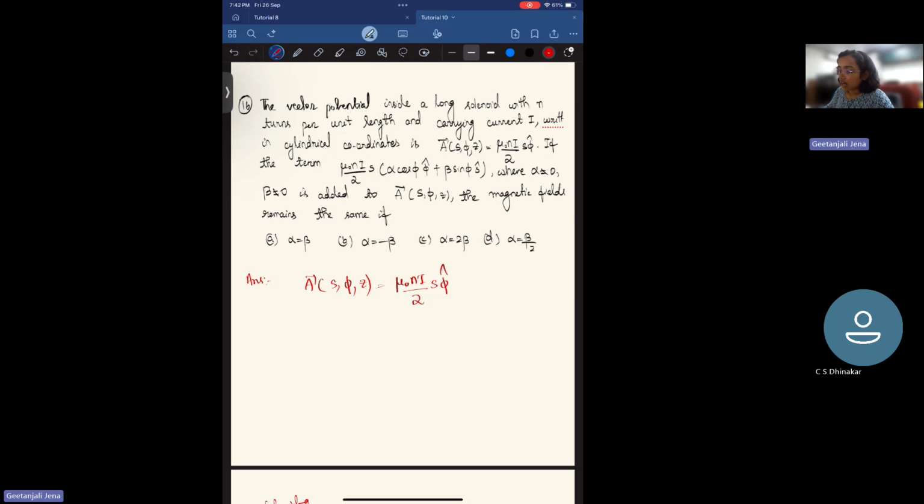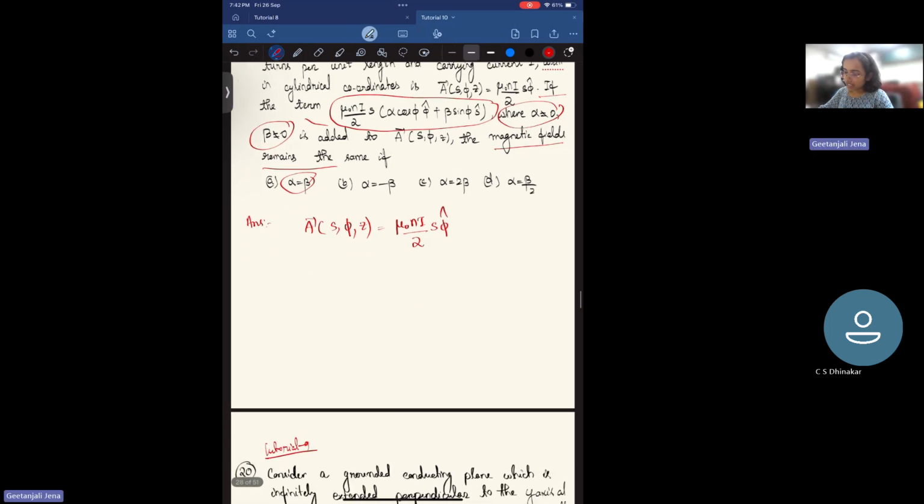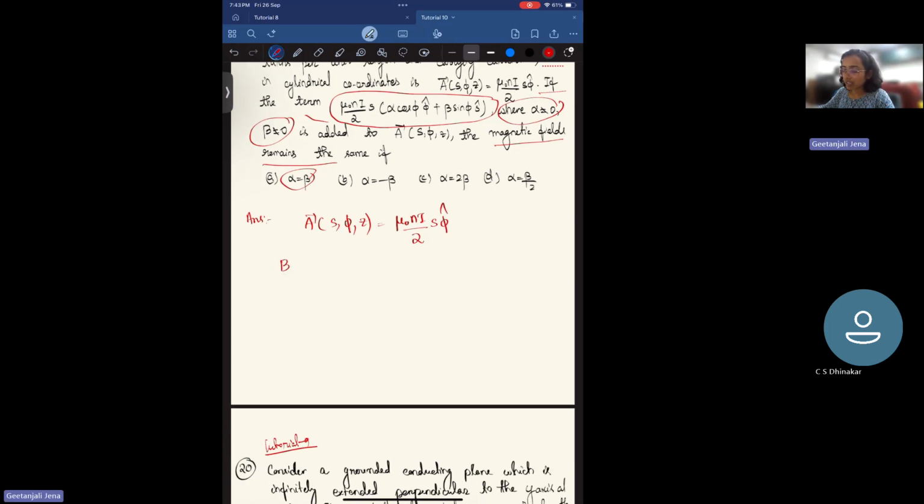A is given. Now we are adding a term. If the term, where alpha is not 0, beta is not 0, is added to the previous potential, the magnetic field remains same. Then how is alpha related to beta? If the magnetic field is not changing even after adding this term, then what is the relation between alpha and beta? So for this, let us first calculate B. We can calculate B for individual cases, then we can equate it so that we can find out the relation between alpha and beta.